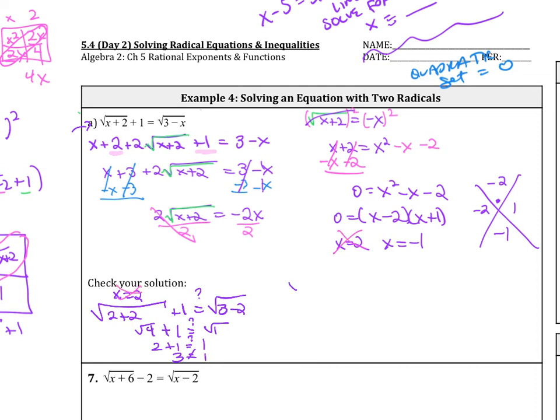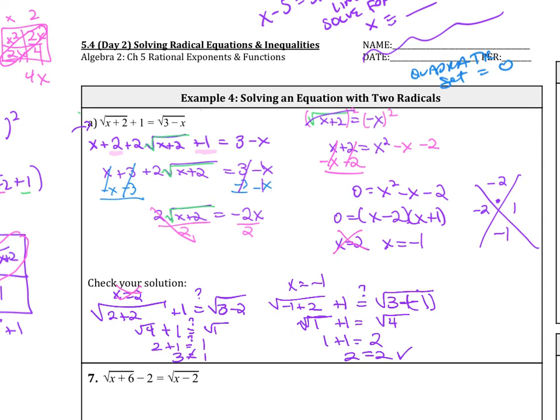So let's try x equals negative 1. Square root of negative 1 plus 2 plus 1, does that equal square root of 3 minus a negative 1? Don't forget that's a minus already, so we have to do a minus 1 there. So negative 1 plus 2 is the square root of 1 plus 1, and then 3 minus a minus 1 is a plus, so that's 4. On the left side, square root of 1 plus 1 is 1 plus 1. Square root of 4 is 2, so 2 equals 2. Therefore, our only solution is x equals negative 1.